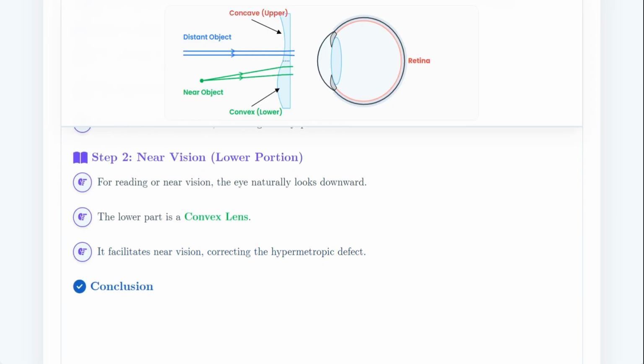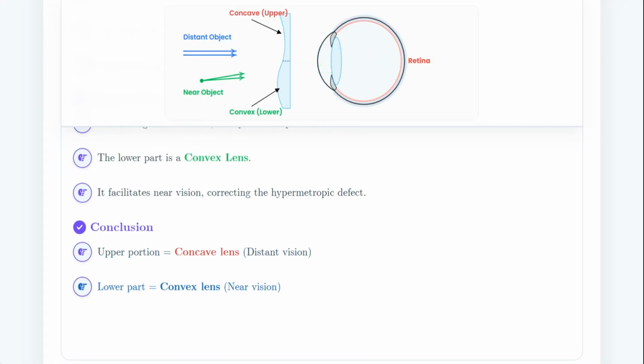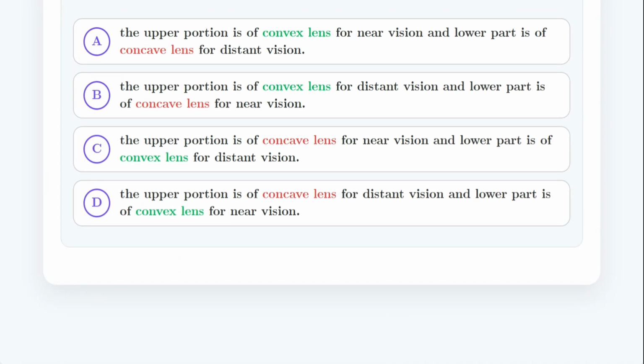So, what is our final conclusion? The upper portion is a concave lens for distant vision, and the lower part is a convex lens for near vision. Therefore, option D is the perfectly correct answer.